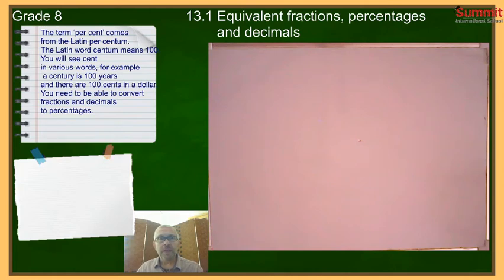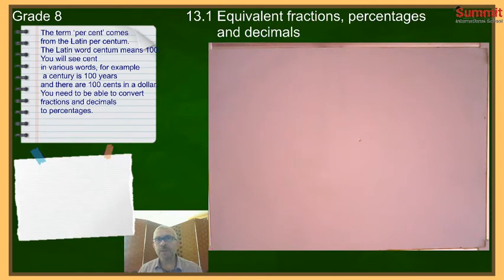Dear grade 8 students, our lesson is going to start from Unit 13. Unit 13, with the subchapter equality of fractions, percentages and decimals. Here we are going to learn how to convert from fraction to percentage to decimals, converting between them each other. Now let's start with the term percent.